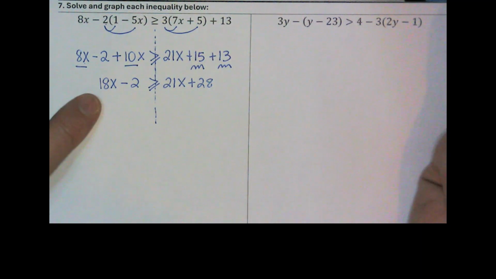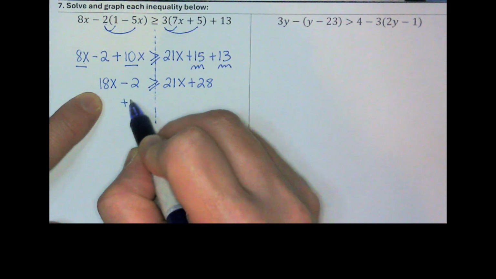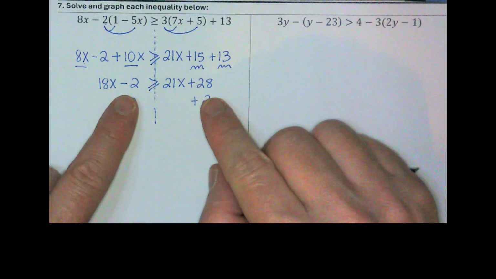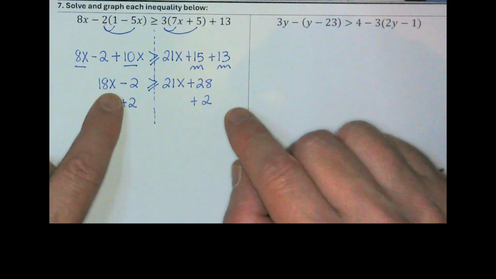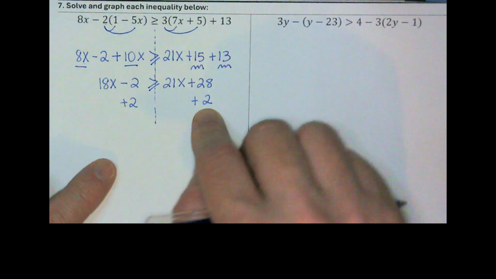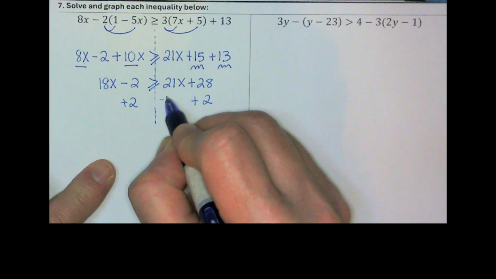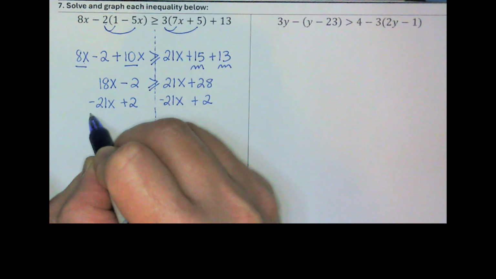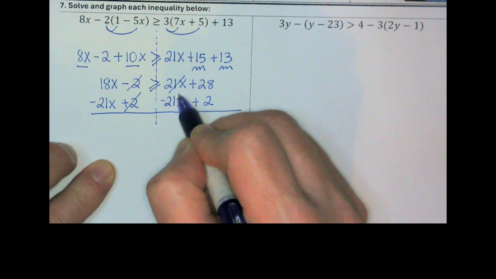Next step is to cancel the numbers. So 18x is fine. Negative 2 is not. So we're going to cancel it by adding 2 on both sides. What I mean by it not being okay is that I want numbers with x on this side. Since 2 does not have an x, I want to cancel it. With the same idea, I don't want numbers with x on this side, so I want to cancel 21x. So let's subtract 21x from both sides. There you go. Now the 2 goes away, 21x goes away.